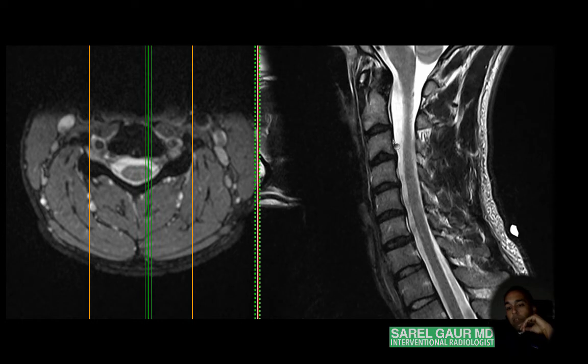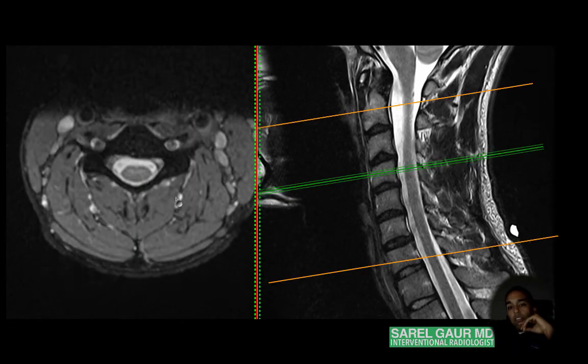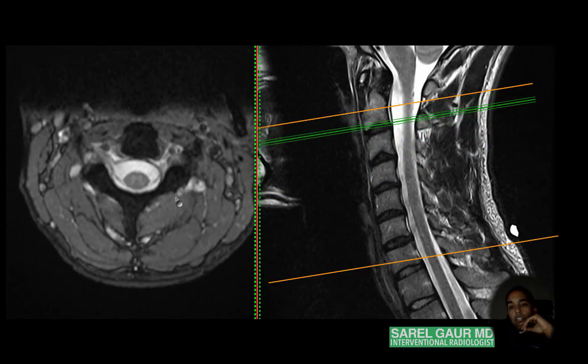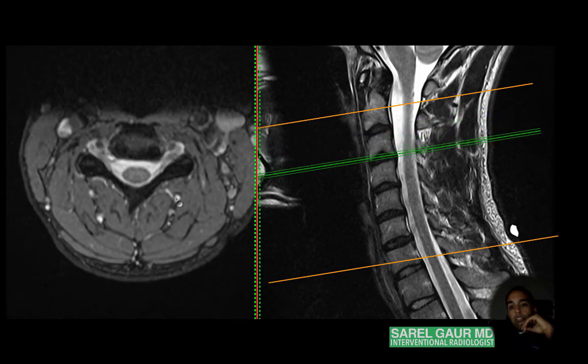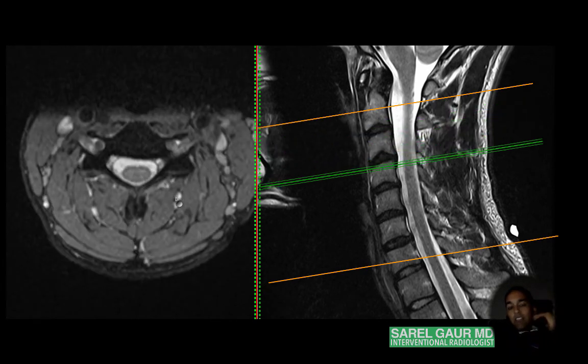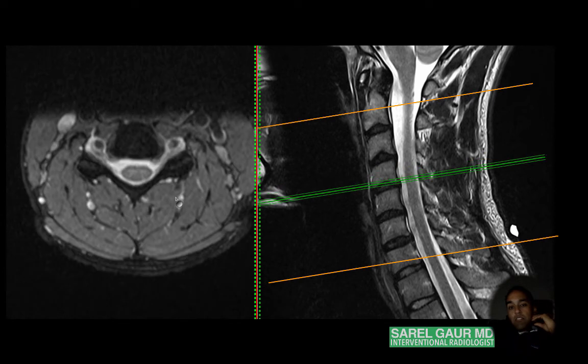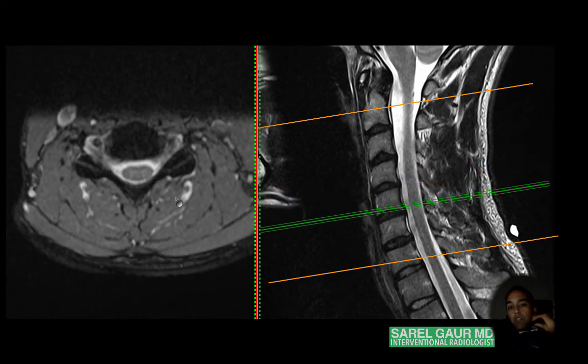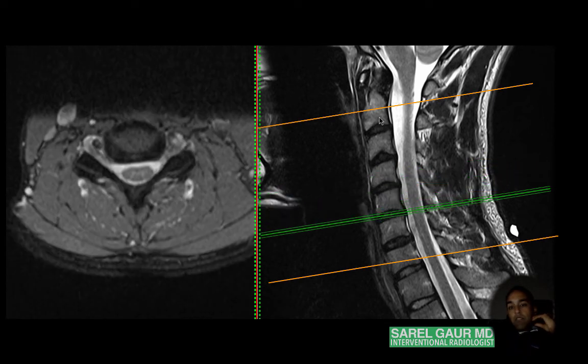and then from there I move into the axials, and I'm looking at each level, and I'm just basically looking for central canal stenosis and neural canal stenosis and trying to describe it. So you come down to this level. This is 2, 3, 4, 5, C5-6. I'm seeing it here on the axials.